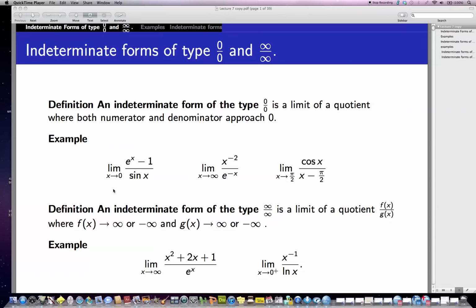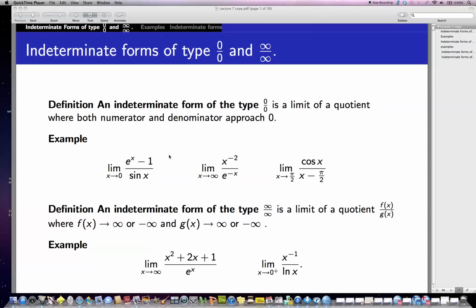So for example, the limit as x goes to 0 of e to the x minus 1 over sine x is indeterminate of type 0 over 0, because both e to the x minus 1 and sine of x are approaching 0 as x approaches 0. And this produces two different forces on the quotient. As sine of x gets smaller, the quotient gets larger, but also as e to the x minus 1 gets smaller, the quotient gets smaller. So the question is, which of those forces wins?